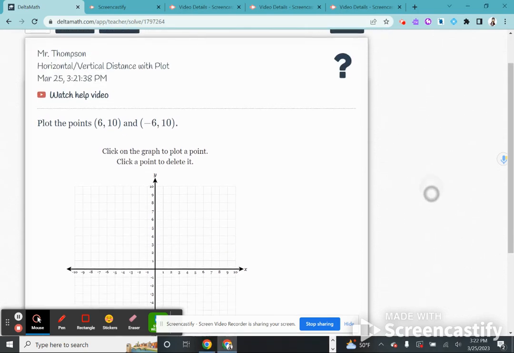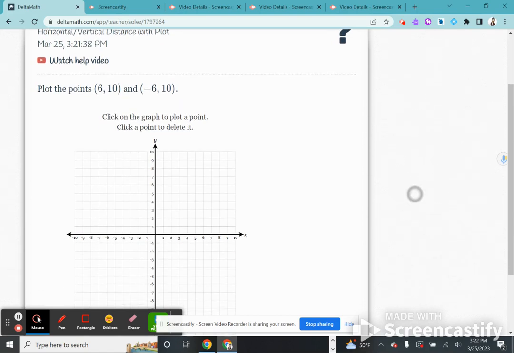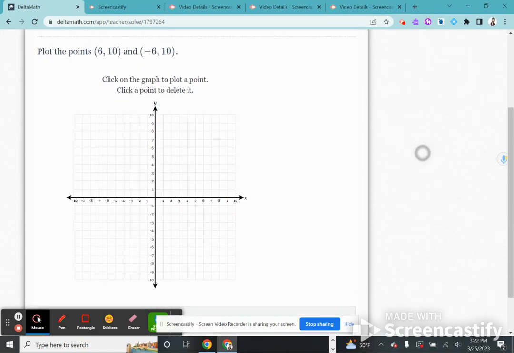All right, so for this next lesson, we're looking at the horizontal and vertical distance between points using our graph. So this one's pretty simple. First thing we got to do is get our 2 points onto the graph.